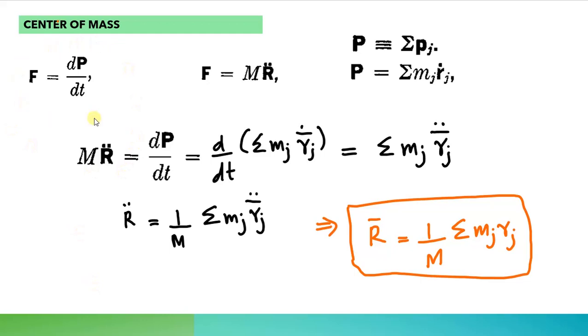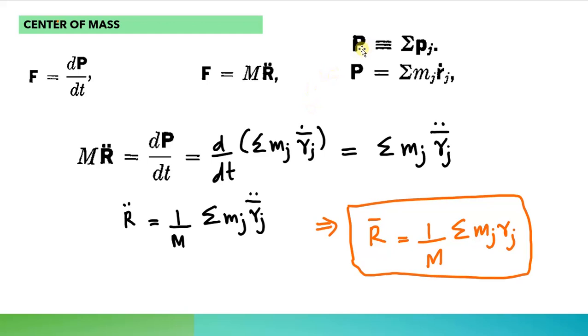Now we know force is equal to dp by dt. Then another expression we have in the case of the center of mass: if we write the position vector of the center of mass with respect to time, then total mass into r double dot. So m into r double dot is equal to dp by dt.